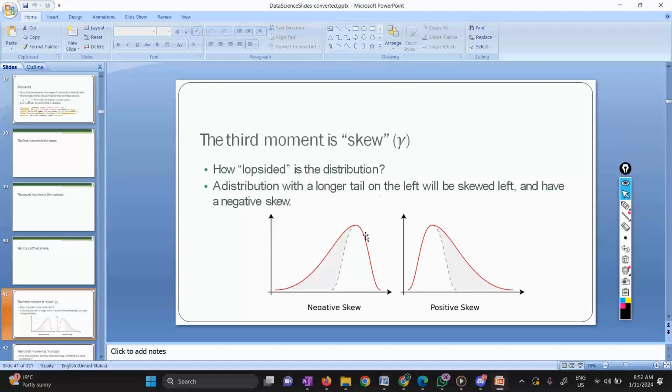A distribution with a longer tail on the left will be left skewed. Skew is like skating, so remember it like that. Skew is here. This is the skew. This is not the skew. Where it is pointing is not the skewness. Where it is sloping down is the skewness. Where it is on the right side, it is right skewed.